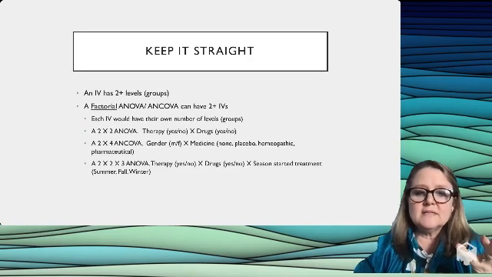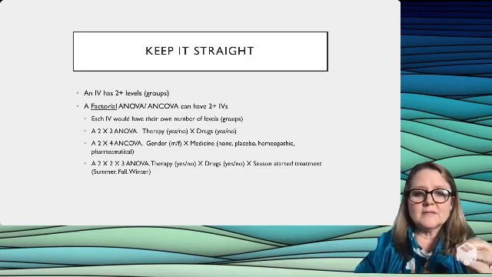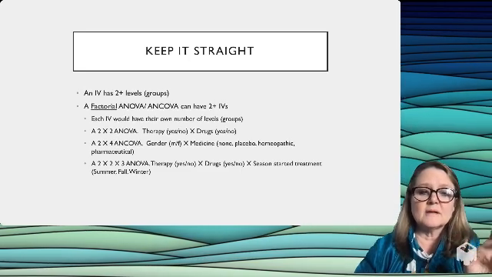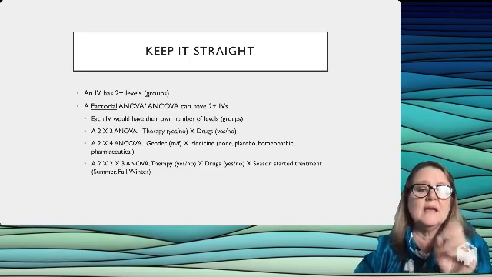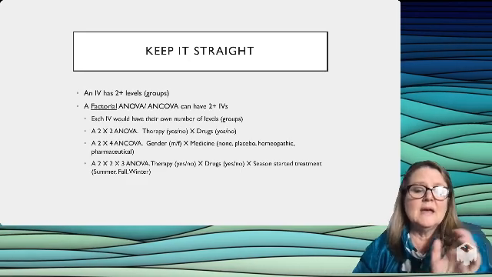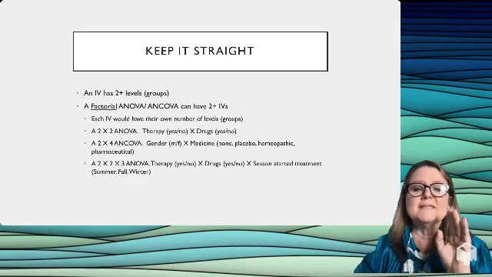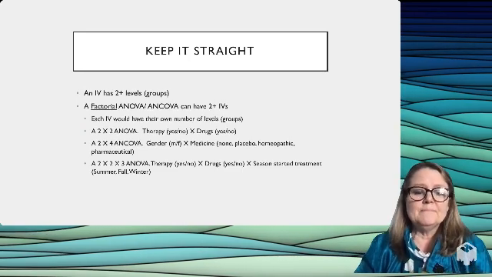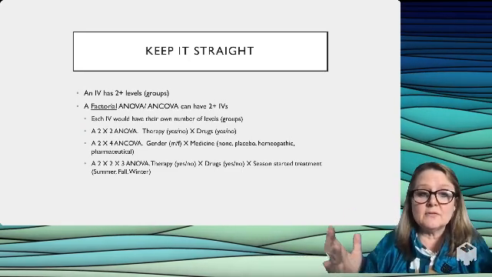So for this, you have the main effects of therapy, the main effects of drugs, and the main effects of season. And then you have the interaction of therapy by drugs, the interaction of therapy by season, and the interaction of drugs by season, and the interaction of therapy by drugs by season, the 3-way interaction. So you have 2-way interactions, 3-way interactions. And you have a lot of levels at all of those.